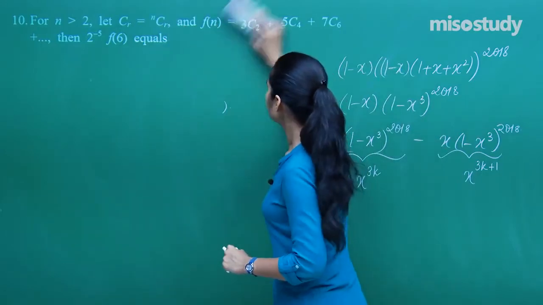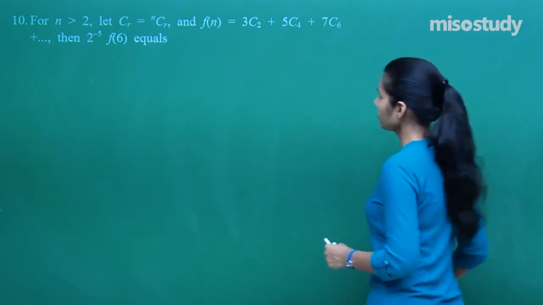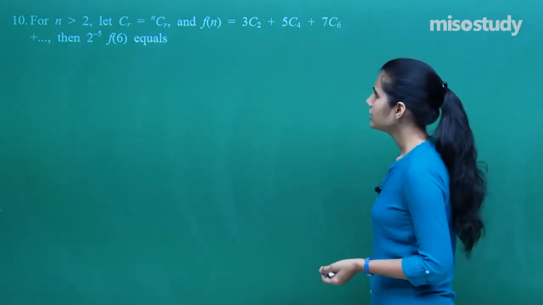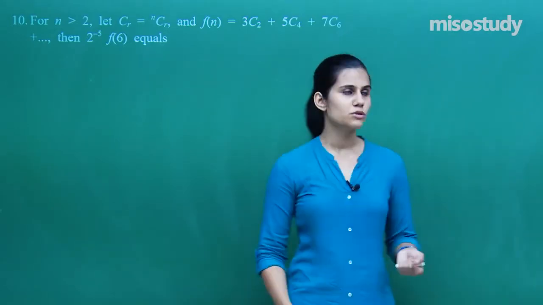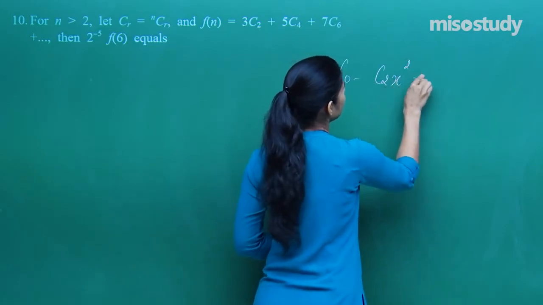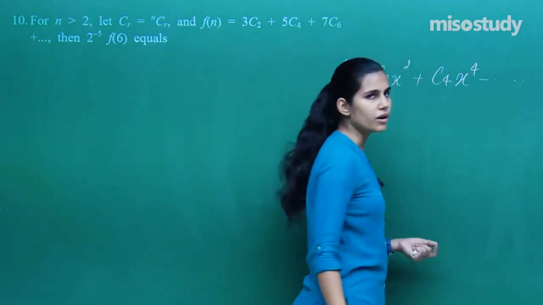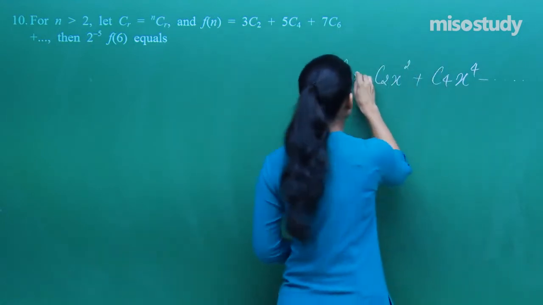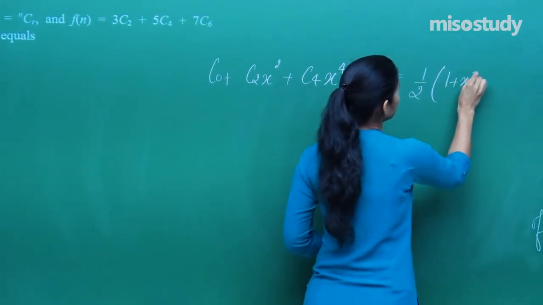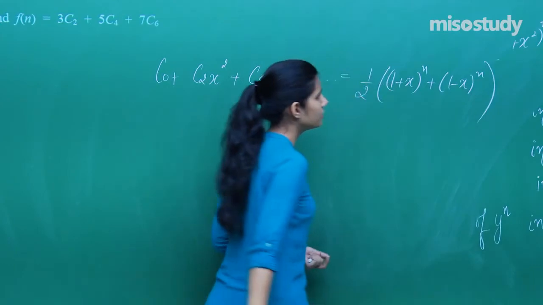After this, what do you have? Let's see. For n greater than 2, let Cr be nCr, fn is this expression, then 2^(-5) f(6) is equal to what? Now you know that C0 - C2x^2 + C4x^4 and so on can be written as, okay, if I take plus only, everything is plus, this is 1/2 [(1 + x)^n + (1 - x)^n].